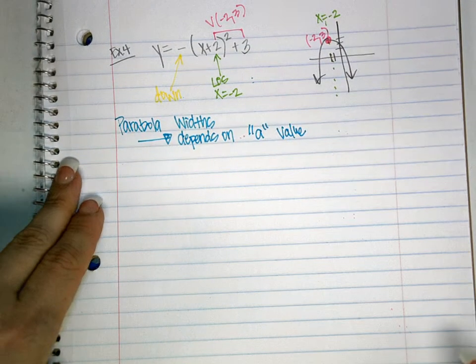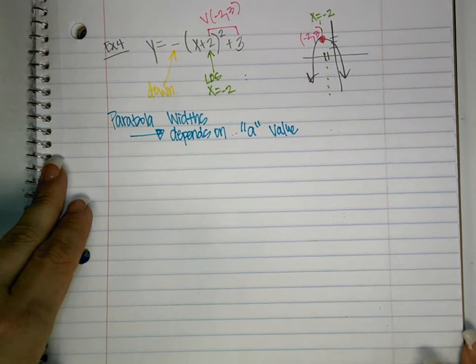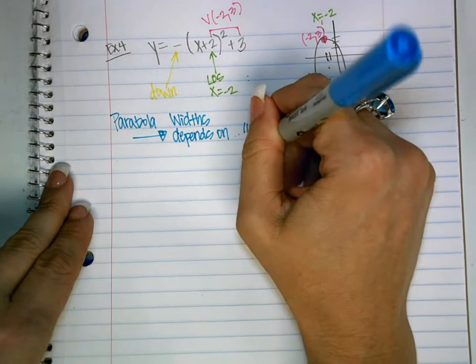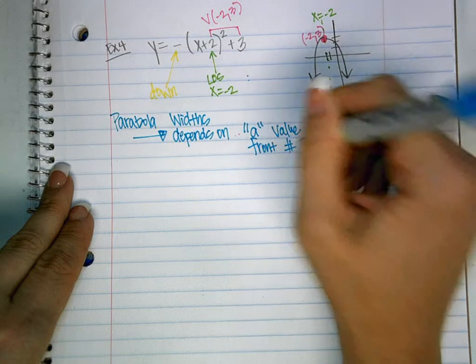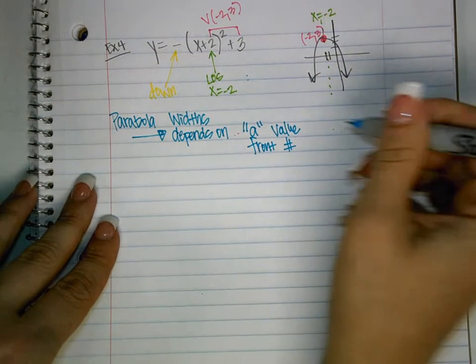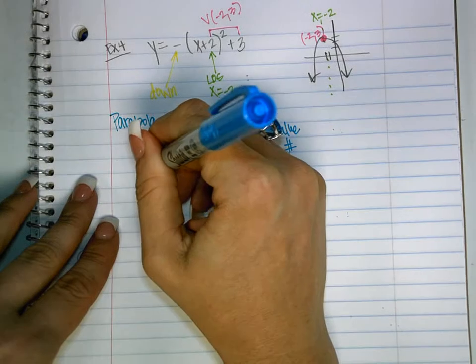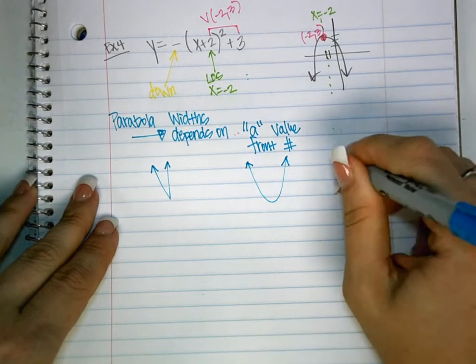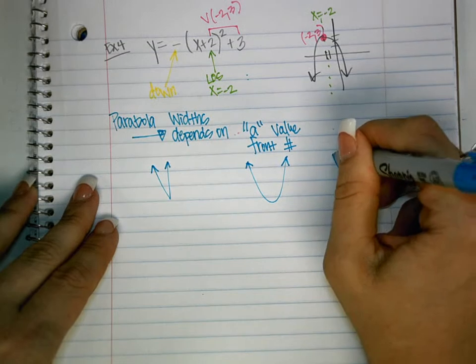What is the A in a parabola? Where is it? It's at the beginning. It's the front number. Okay, the A value, it's the front number. So there's 3 different kinds of widths in parabolas. There's one that looks kind of like that. One that looks like that. And then there's some that look like this.